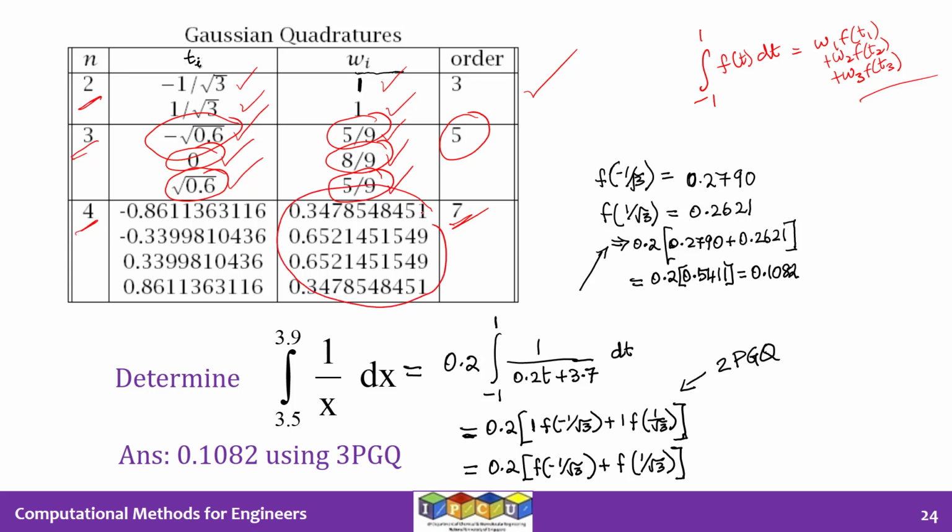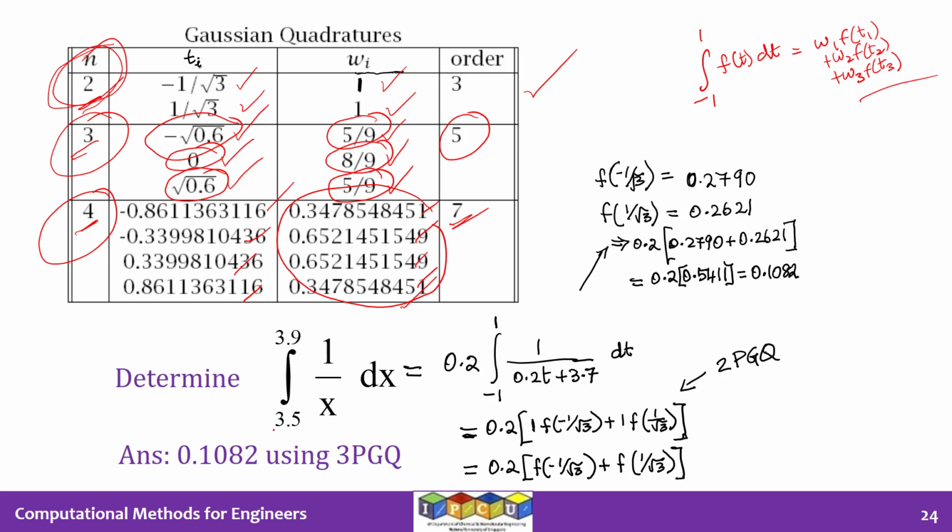If you set up those 8 equations and you solve them, you will get the weights W1, W2, W3, W4, and the corresponding t's to be t1, t2, t3, t4. Again, symmetry of the experimental points or the probing points. All right, so this would be called 2-point Gaussian quadrature, this would be called 3-point Gaussian quadrature, and this would be called 4-point Gaussian quadrature.